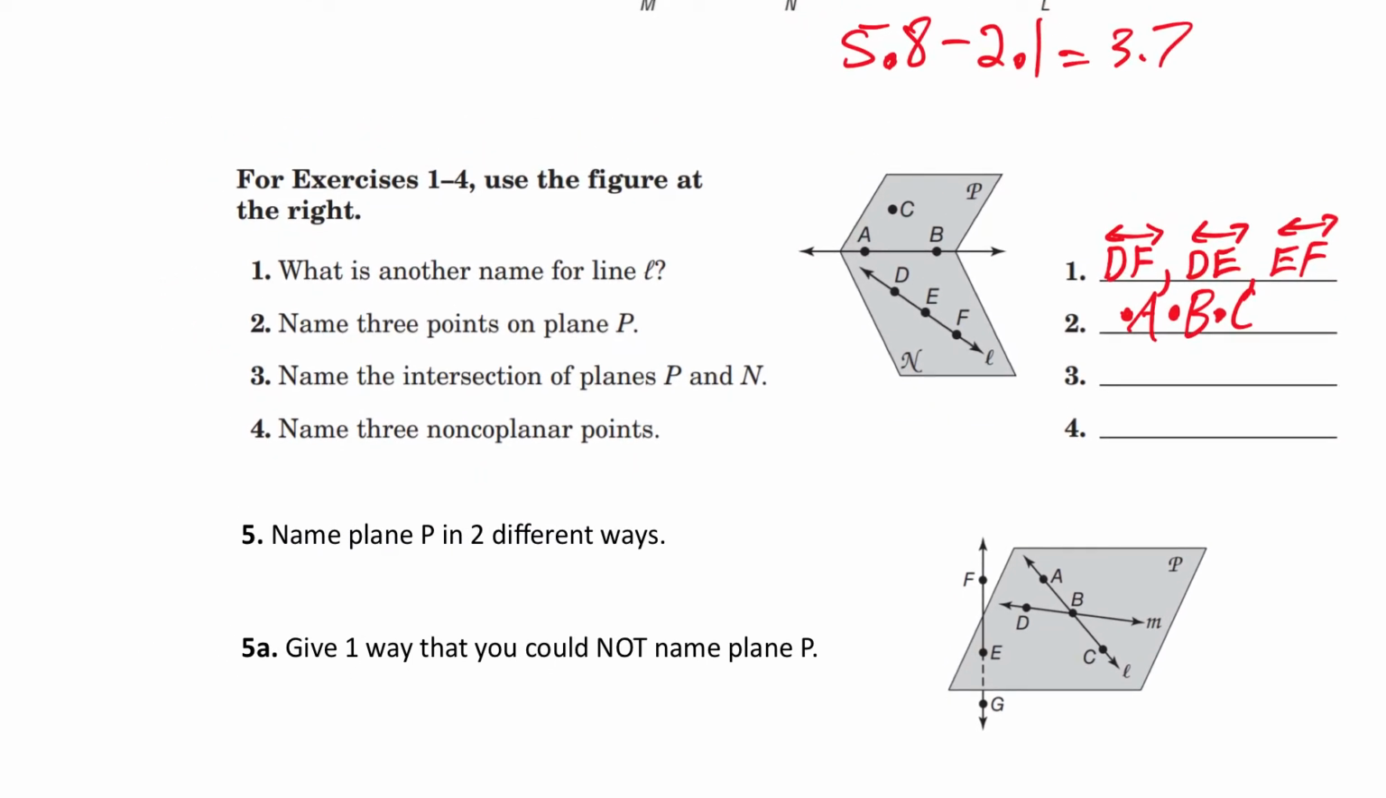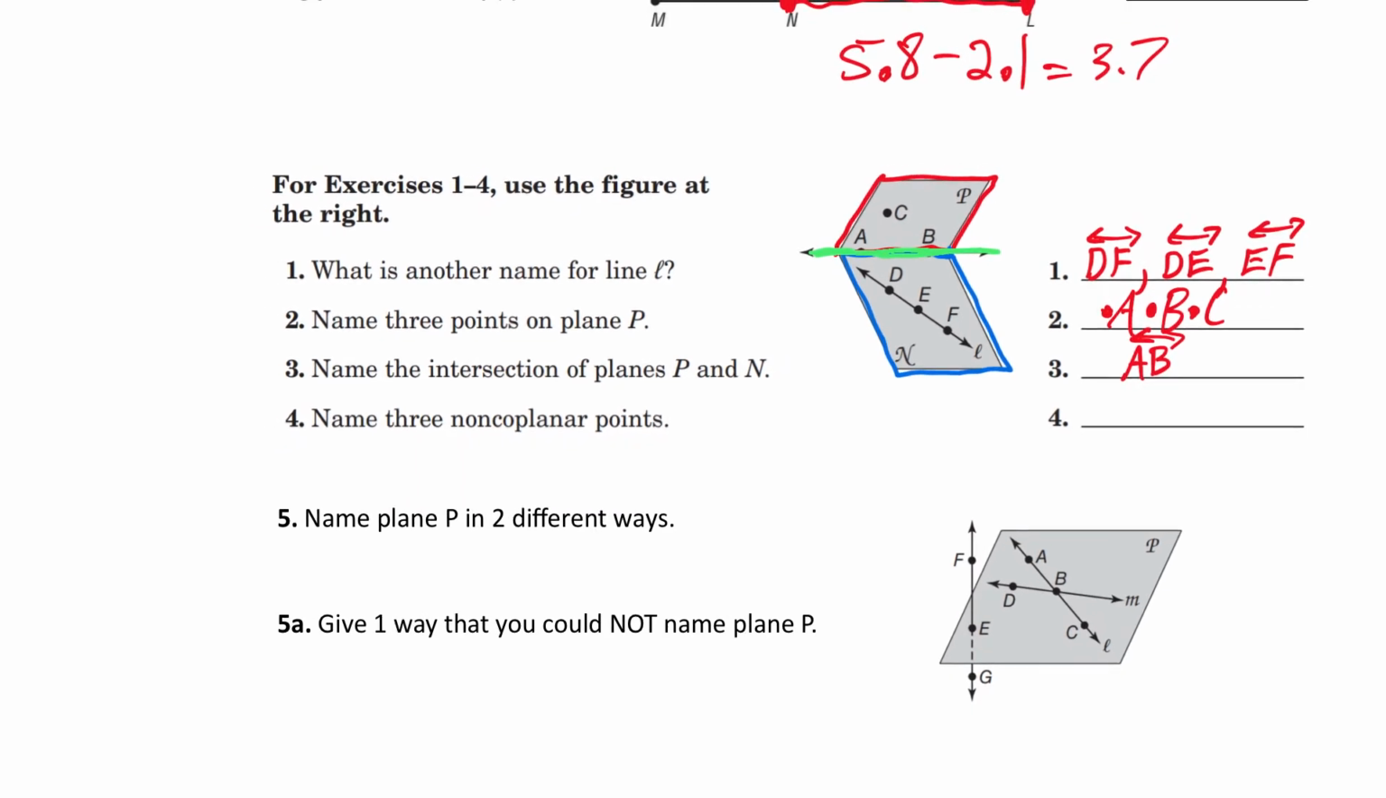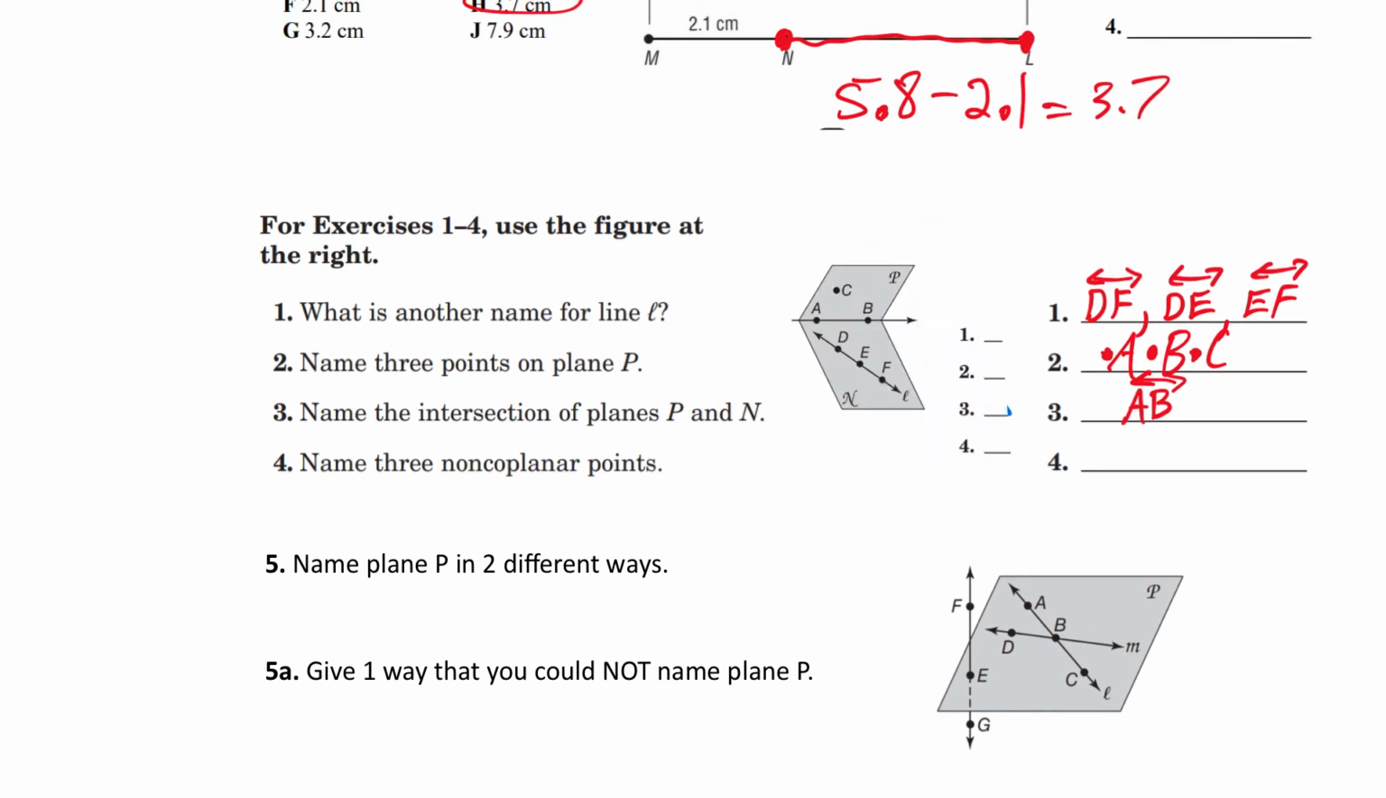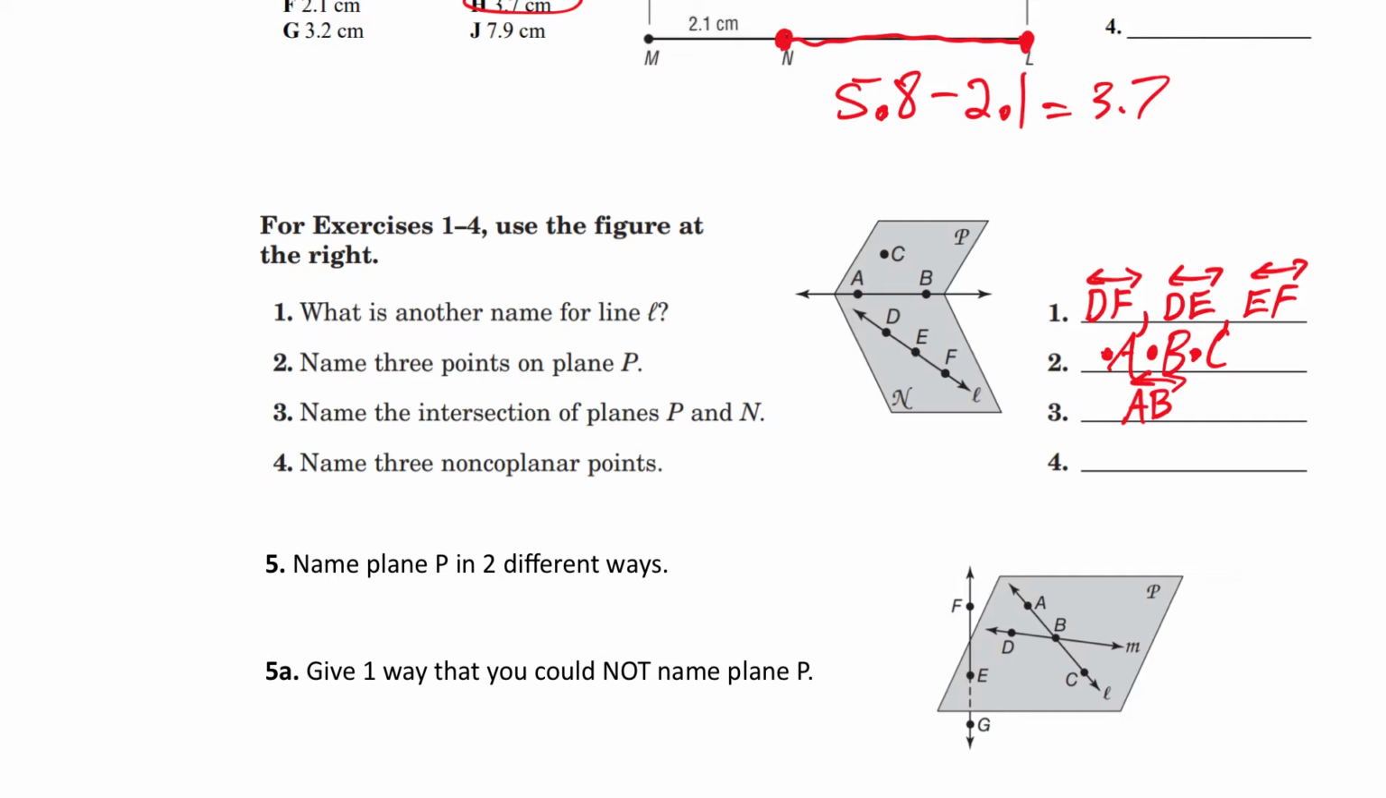Okay, number 3, name the intersections of plane P and plane N. So where do these 2 planes, this plane and this plane, meet up? A and B. Good. They meet up right along this line right here. That's where they meet up, at line AB.